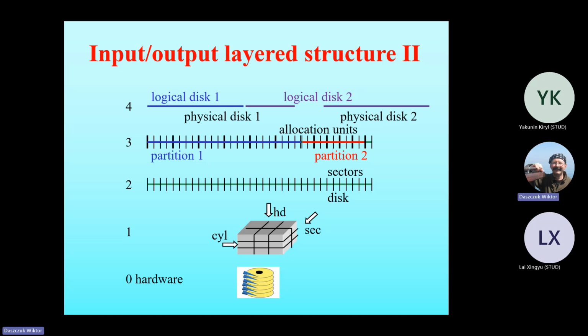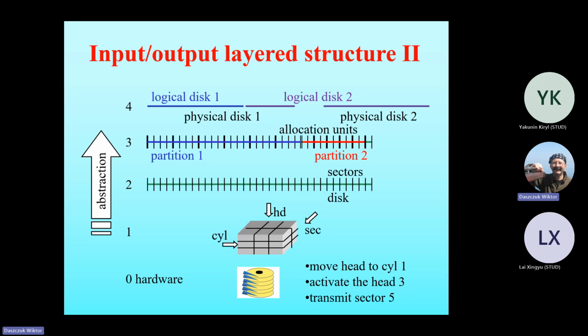And we can build such a stack of logical drivers that add some virtual properties. The abstraction grows upwards. And these are typical operations. Move head to cylinder with given number, activate the head. It is a set of operations on the lowest level.